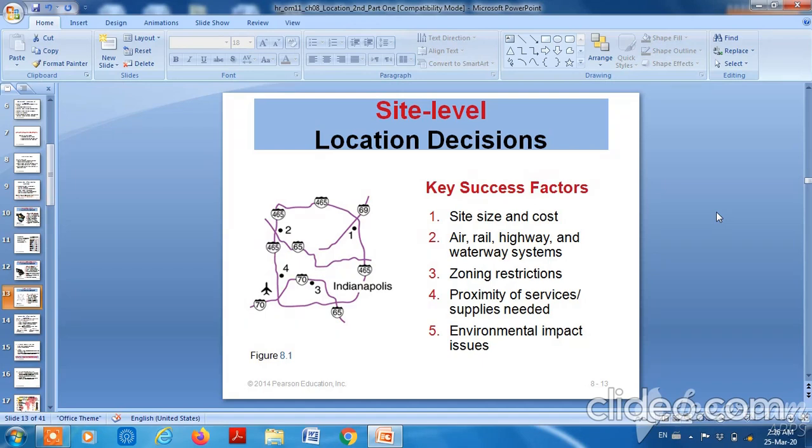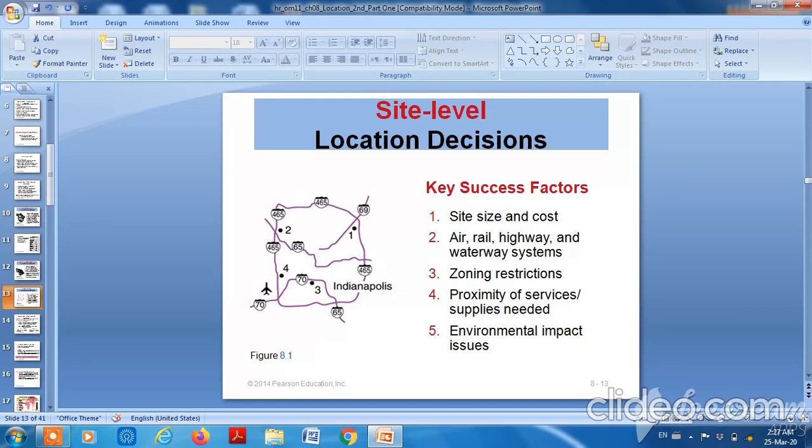Site level location decisions. Taking the location decision at the site level, we suppose that we have already chosen the United States and the Indiana state, and also Indianapolis, the capital of Indiana state, to open our new business. But at which site will you open your business in Indianapolis? Will you choose site 1, 2, 3, or 4? There are some key success factors you have to take into consideration to choose the optimal site at the site level.